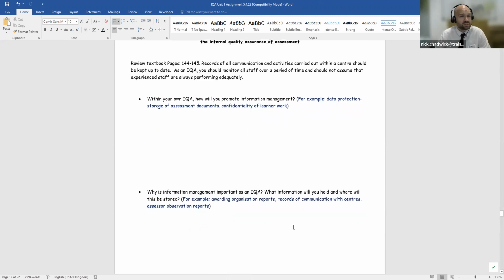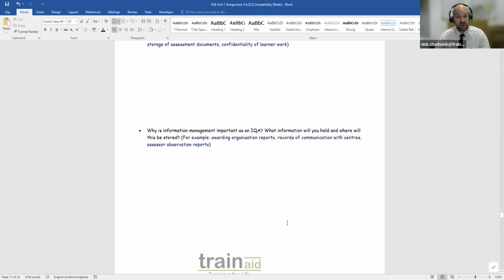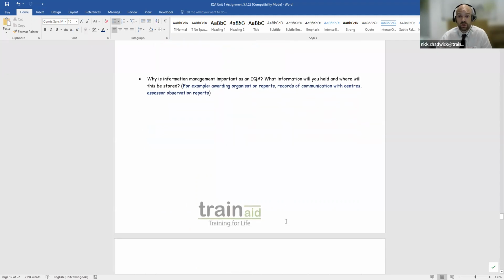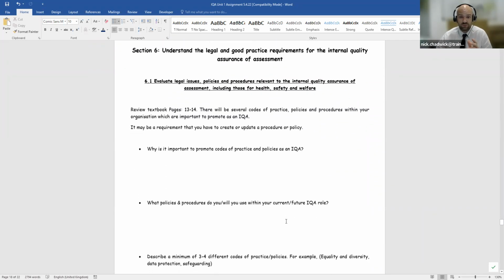We would like for you to reflect on the importance of record keeping and maintaining records, and please give examples of what records you are going to keep as well. So just on page 145, we have a range of different records that you can reflect on, just to explain what records you will keep within your current or future IQA role. Moving on to section 6.1, we are going to evaluate legal issues, policies, and procedures relevant to the internal quality assurance of assessment, including those for health and safety and welfare.